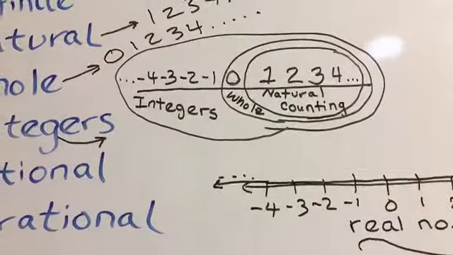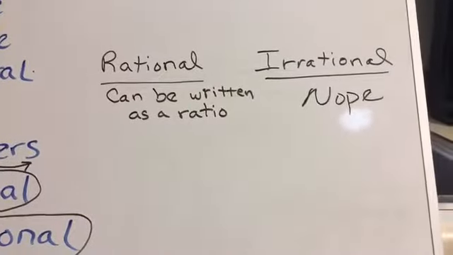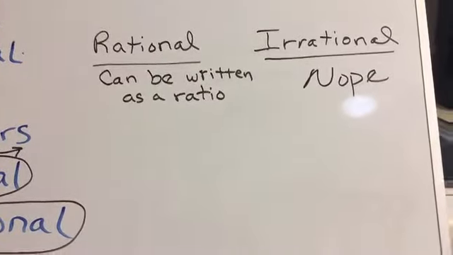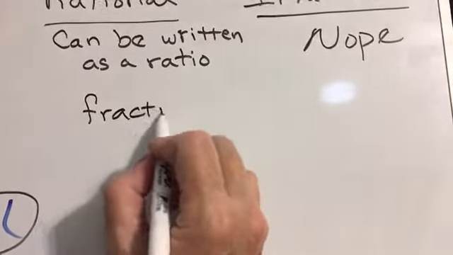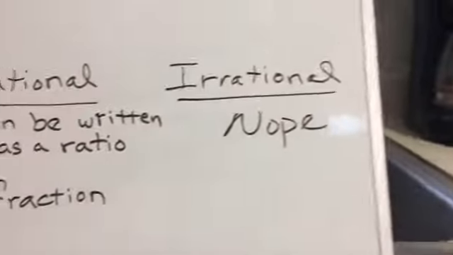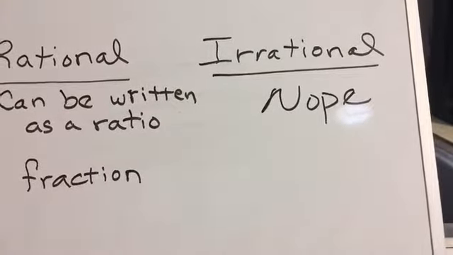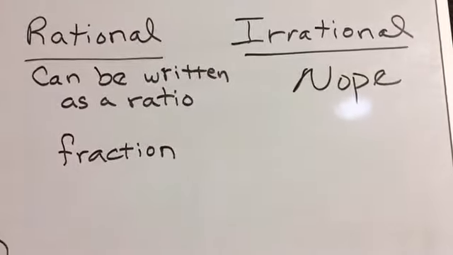Now, when I'm talking about rational or irrational, I'm not talking about whether you make sense or whether you fly off the handle when things don't go your way. That's a different kind of rational or irrational. What we're talking about is that rational numbers can be written as a ratio. And remember that a ratio is another name for a fraction. And irrational numbers cannot. They cannot be written as a fraction.